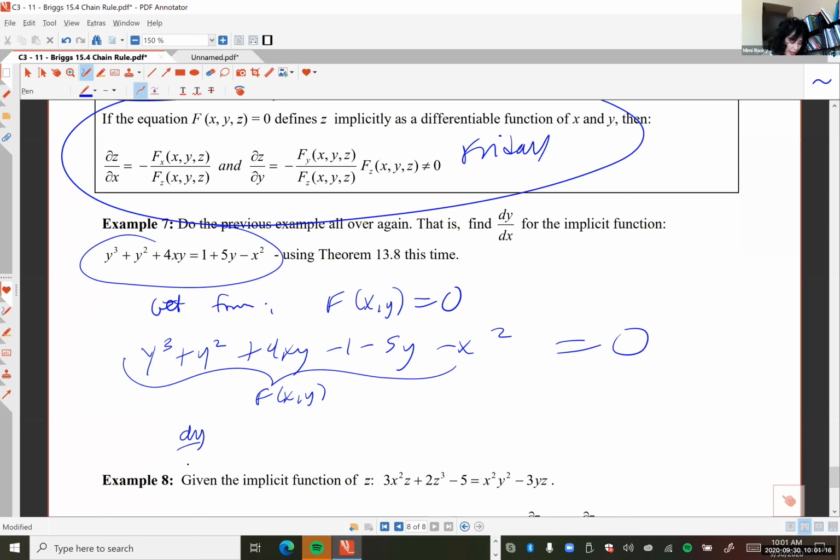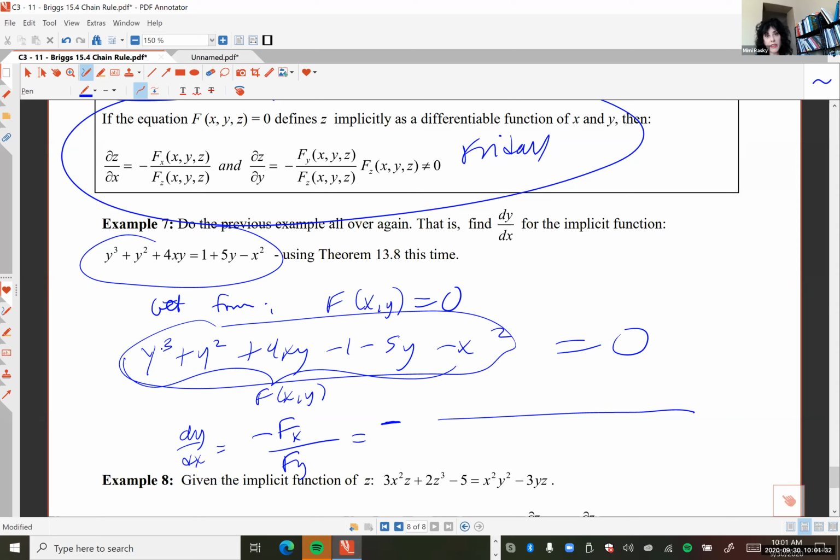So dy/dx, if you use the theorem, is just, you're going to take the opposite of the partial of F with respect to x and divide that by the partial of big F with respect to y. Here we go. I'll just keep the negative out front. So let's look at this big mess.